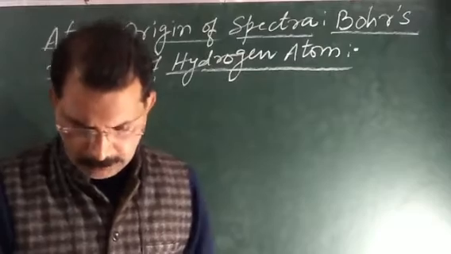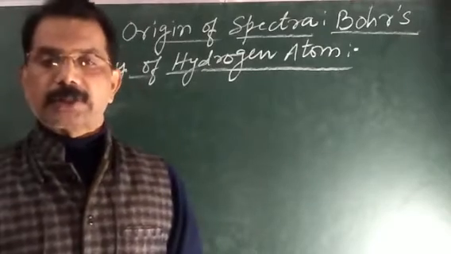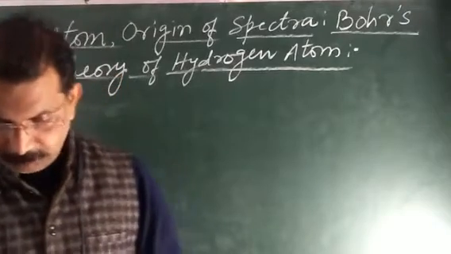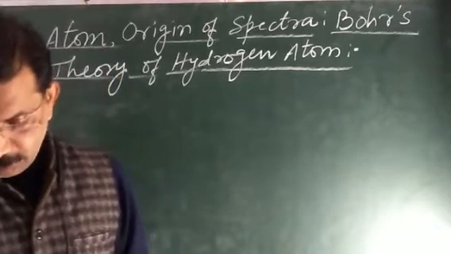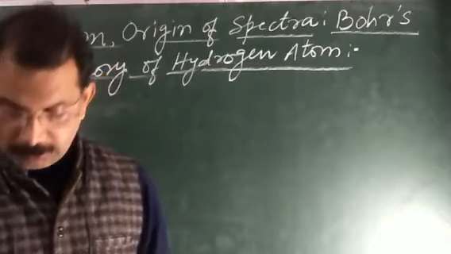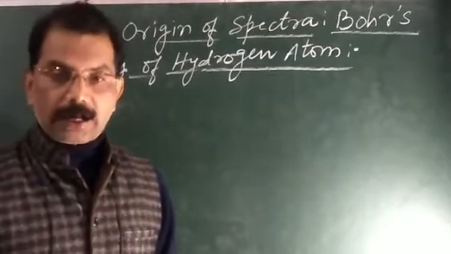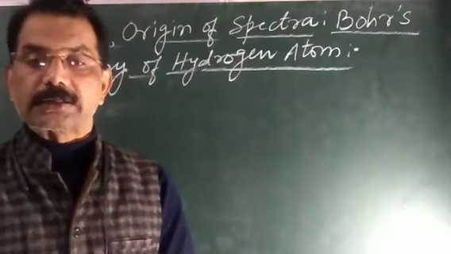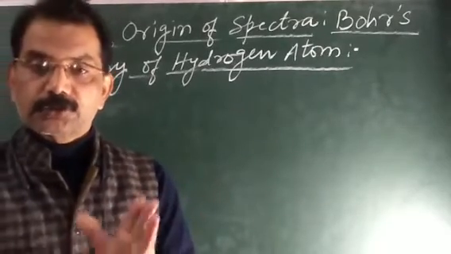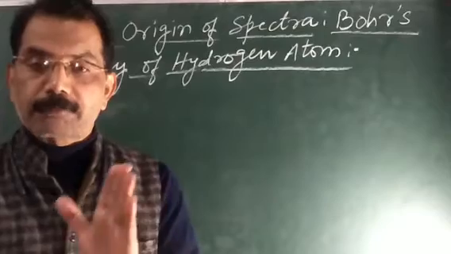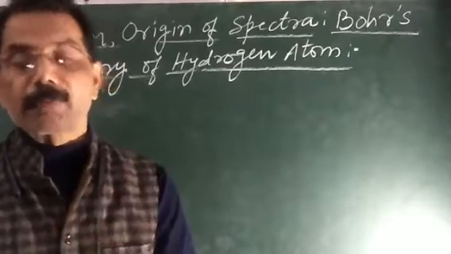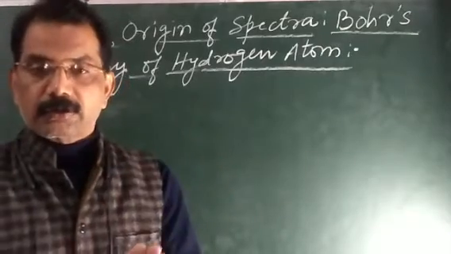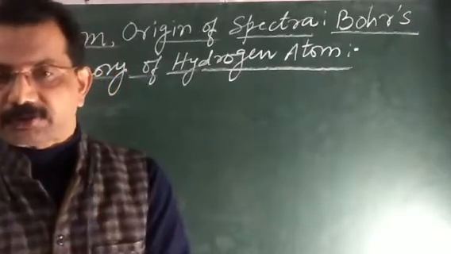With the discovery of the electron by J.J. Thomson in 1897, it was supposed that the atom as a whole is neutral and consists of a negatively charged particle called the electron. Thomson gave the plum pudding model regarding this atomic structure, but this atomic model could not explain certain facts.